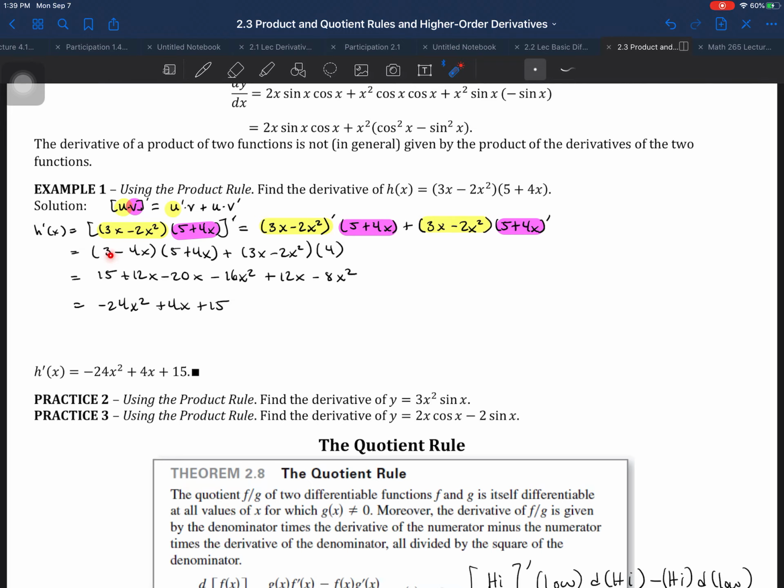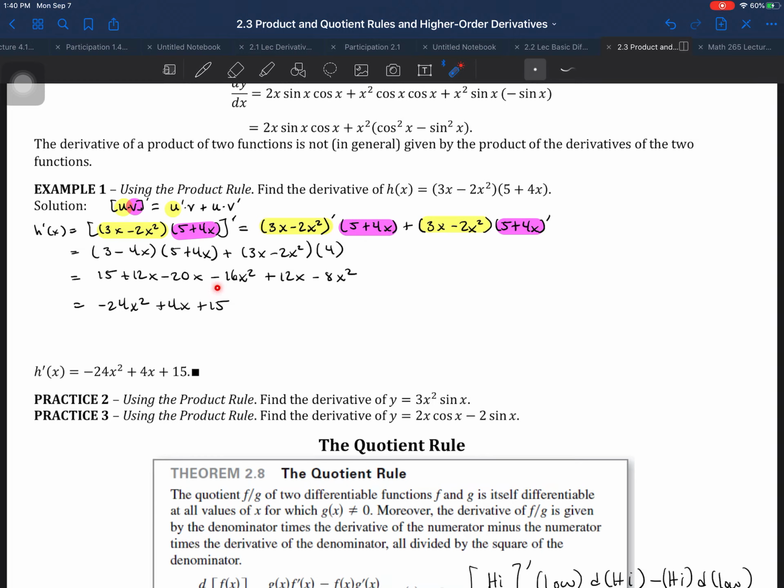remember your algebra, when you multiply two binomials, you distribute, and then you get 3 times 5 is 15, 3 times 4x is 12x, minus 4x times 5, negative 20x, negative 4x times 4x is negative 16x squared, followed by 4 times 3x is 12x, followed by 4 times negative 2x squared is negative 8x squared. And then combine like terms, I see the negative 16x squared minus 8x squared gives us negative 24x squared.